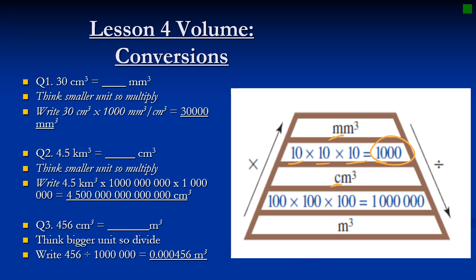So where are we? Cubic kilometers, I haven't even put it on here. So if I'm thinking kilometers, what is it? It's 1,000 meters to a kilometer. So it's got to be 1,000 times 1,000 times 1,000, so 1,000 million, a billion. So there are a billion cubic meters in a cubic kilometer. So we just multiply 4.5 kilometers cubed by a billion.